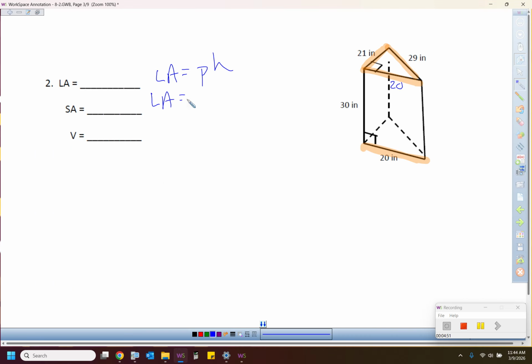So lateral area is going to equal 70 times the height of this prism. That would be this green machine right here of 30. And you could punch that in, get yourself a nice 2100 is the lateral area of this guy, and we'll throw our label of inches squared. All area is in square units.